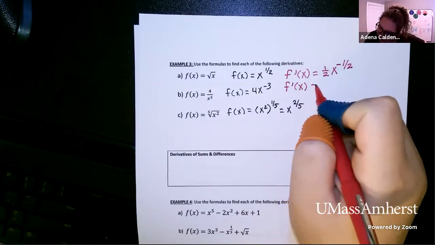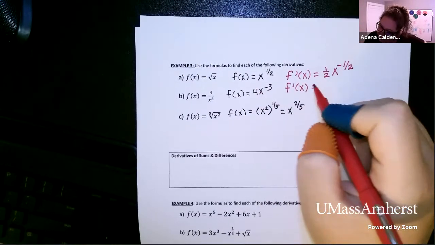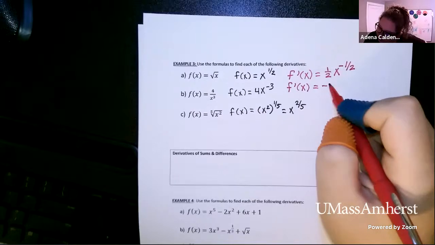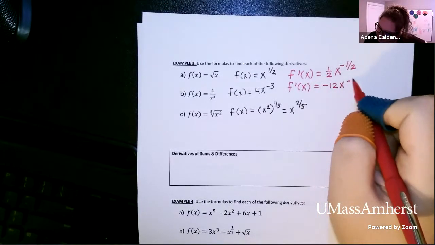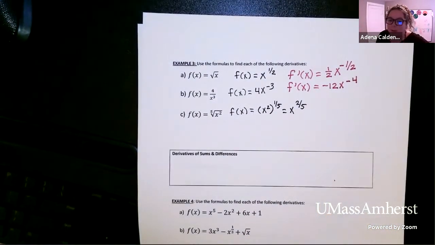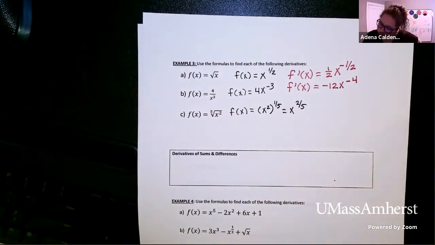So once we've done that, we can take the derivative. The negative 3 will multiply the 4, giving me negative 12x. And we subtract 1 from the power, so to the negative 4.